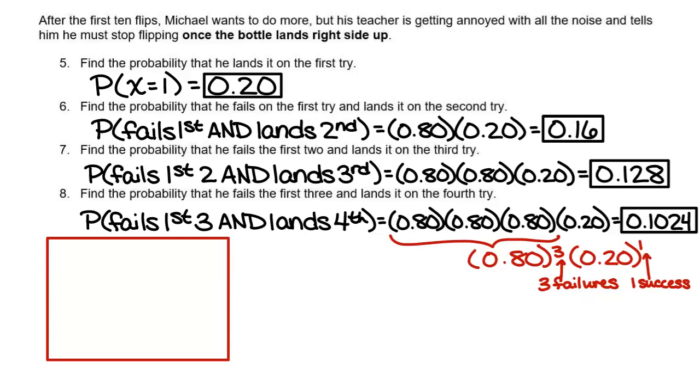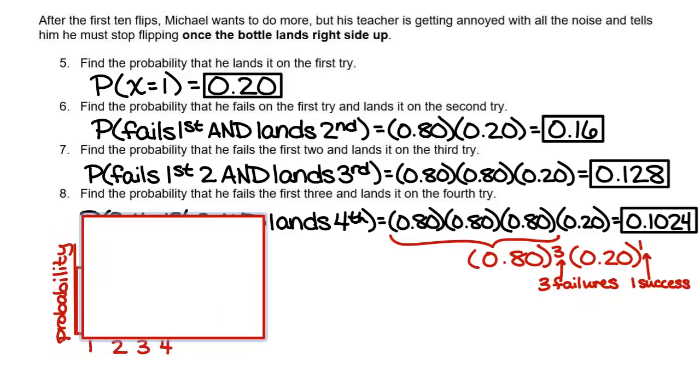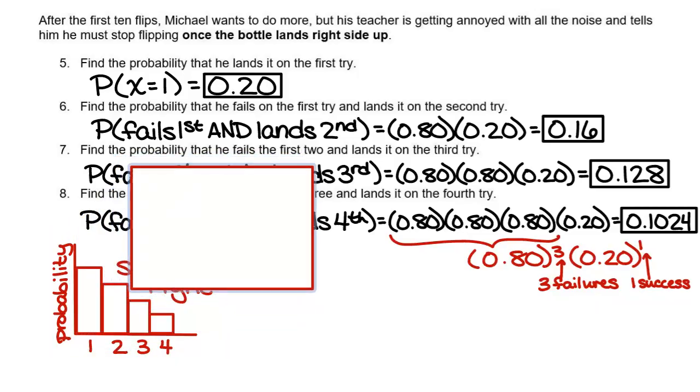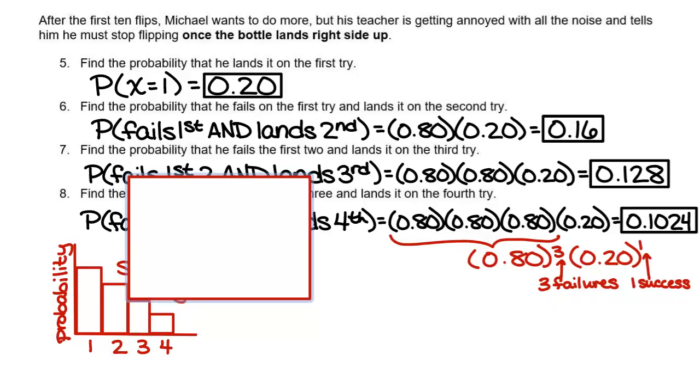0.1024. Probability went up or down? Down again. So if I were to draw what this distribution looked like, my probability starts off the highest it ever is, 1 flip. And then the probability that it takes him 2 flips to get the first success, it went down. The probability that it takes 3 flips to get the first success, it goes down. Goes down, goes down, goes down.